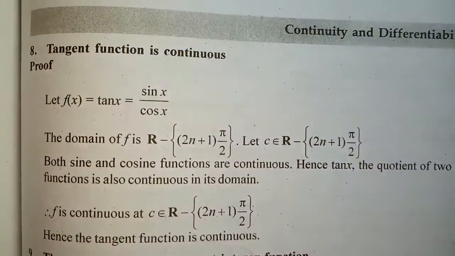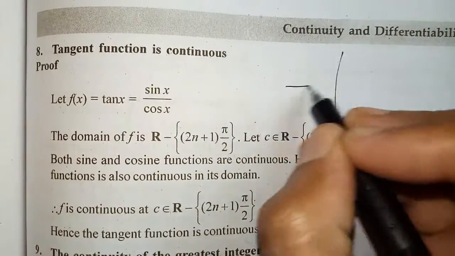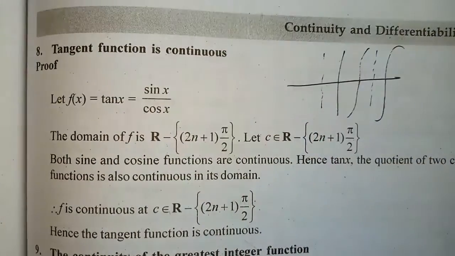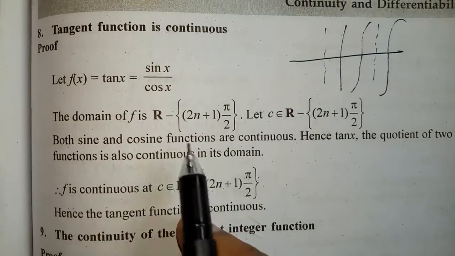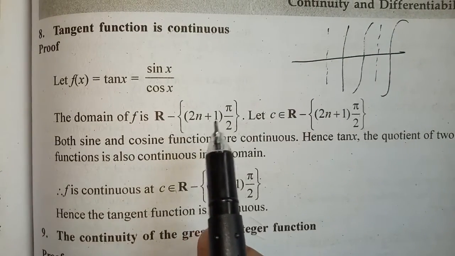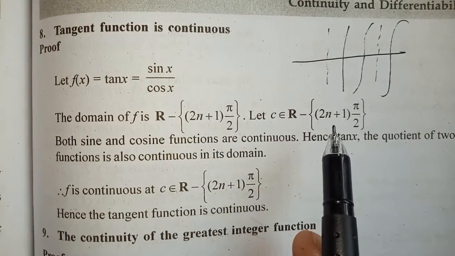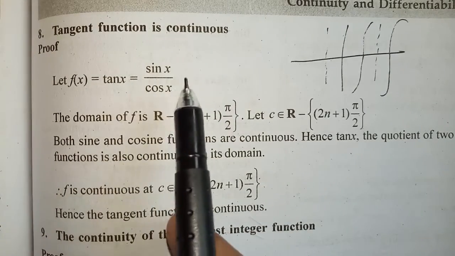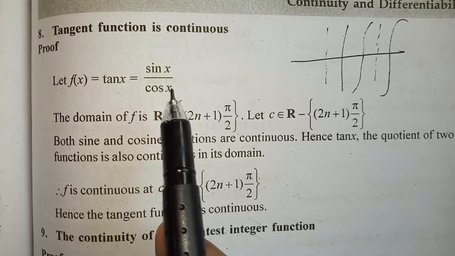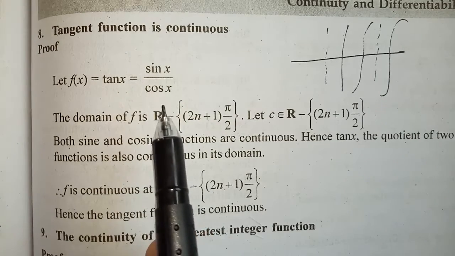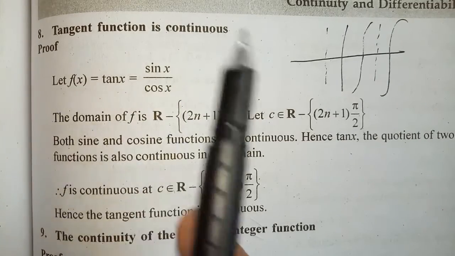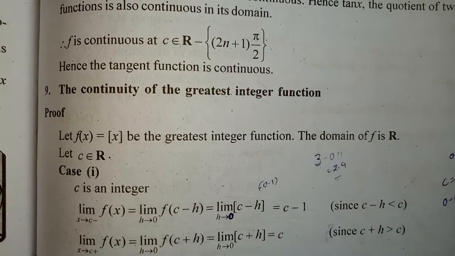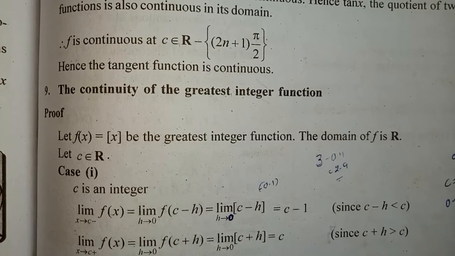Now what about the tan function, children? For the tan function, you know that there are points where there are breaks. So if I remove these points, your function will be continuous. That's why I've taken the domain as R minus (2n plus 1) pi by 2. Tan is sin by cos. Sin is a continuous function, cos is also a continuous function. So a continuous function divided by a continuous function is again continuous. So the tangent function is continuous. In fact, all trigonometric functions are continuous if you remove the points of break.